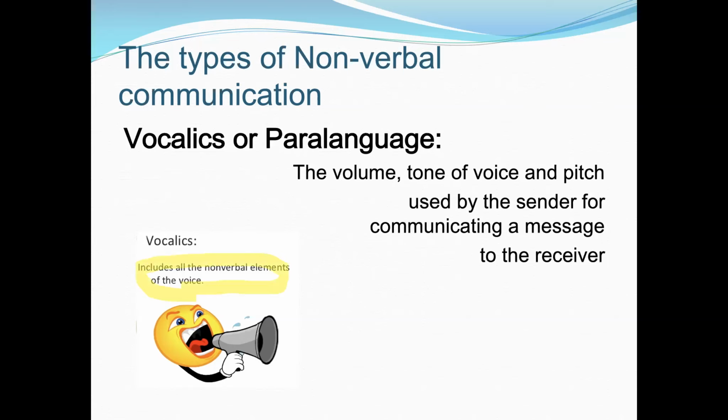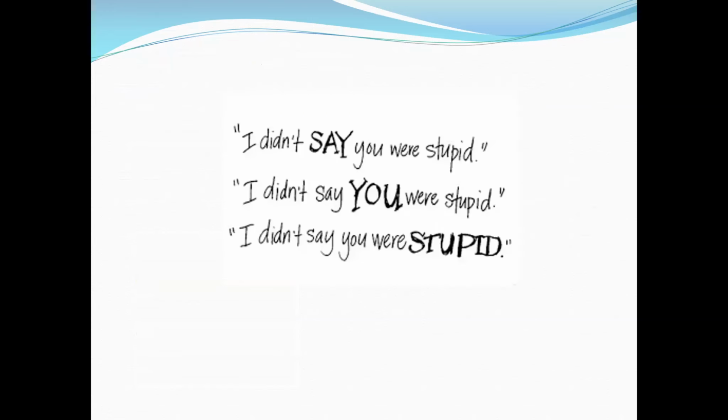So for example, I didn't say you were stupid. I didn't say you were stupid. I didn't say you were stupid. I didn't say you were stupid. I just changed the intonation. You can see on the screen, you can see somehow the verbal message because I make it bold. Say, you, or stupid is quite important, and you have to say it with some special vocalics.